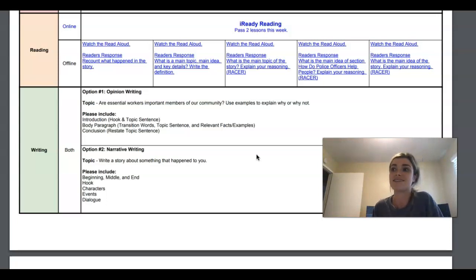So I already saw 2 rough drafts yesterday, which I was really excited to see, about essential workers within our community. And remember, those essential workers are those important people that are working right now to help us as we're kind of fighting through this COVID-19, all the madness. What are the jobs that are considered essential workers?